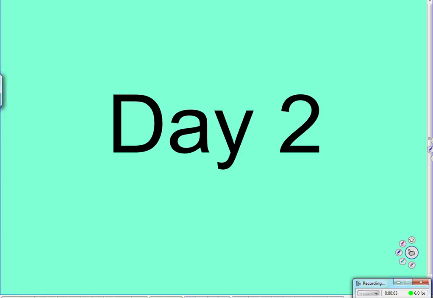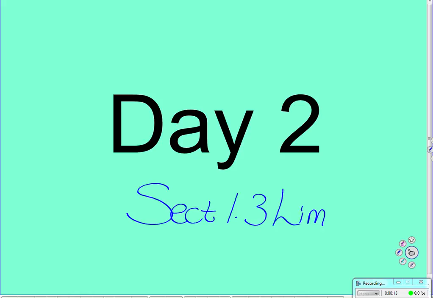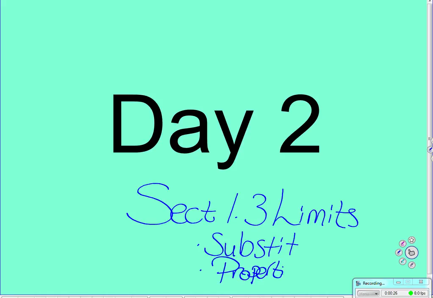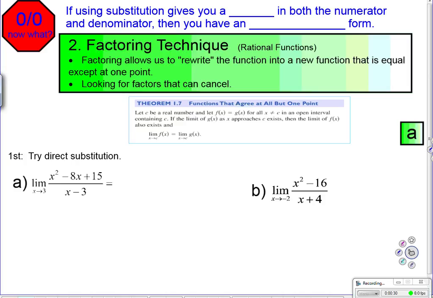Okay, we are rolling on with day 2 of section 1.3, which is all about analytical limits. So yesterday we learned a couple techniques. We talked about the substitution technique, and we also talked about the properties of limits and utilized those properties to our advantage. So let's see what's on the agenda today.